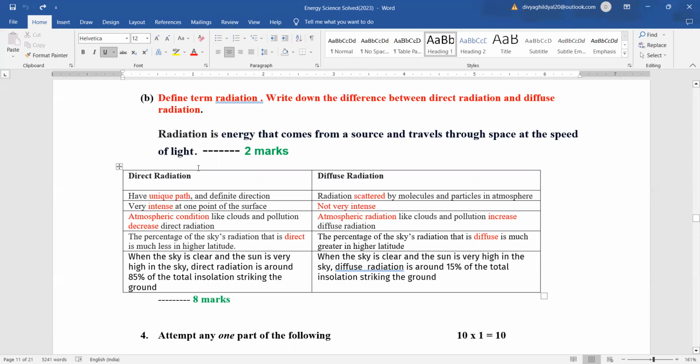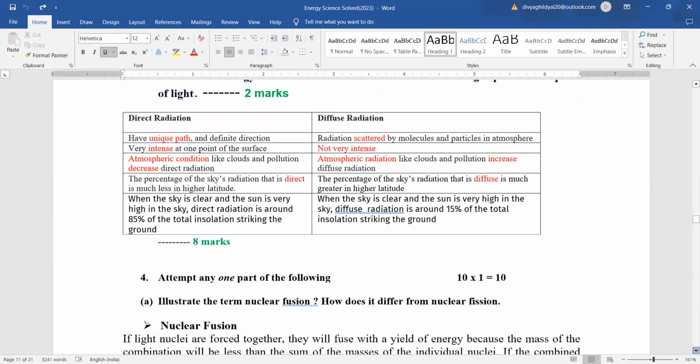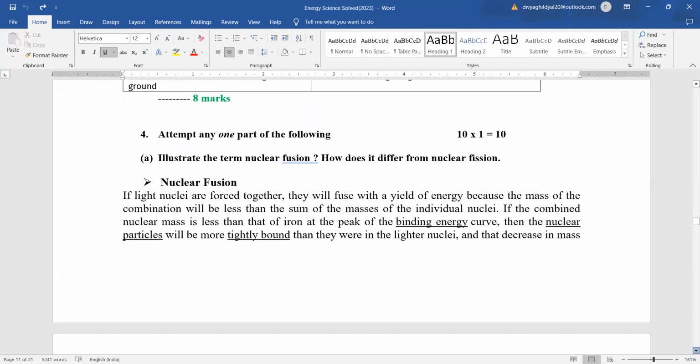Direct radiation, diffuse radiation. Direct radiation has a unique path, diffuse is scattered. Direct is very intense, diffuse is not very intense. With direct, atmospheric conditions like cloud and pollution decrease it. Atmospheric radiation increases with diffuse radiation. And direct radiation you get when the sky is clear; you get more direct radiation.